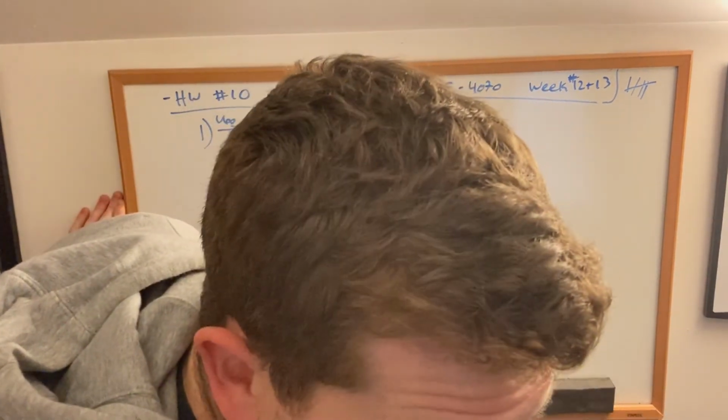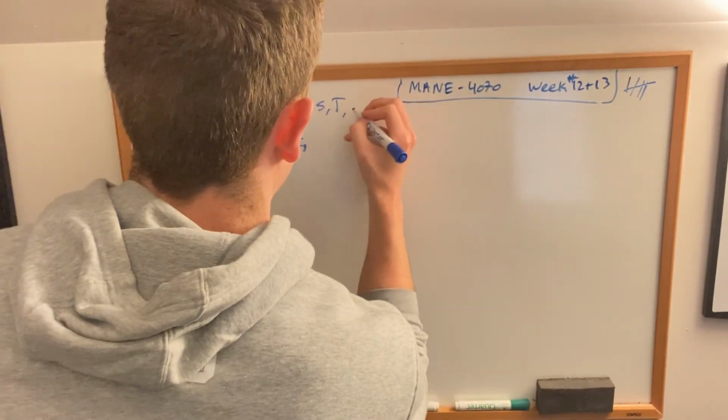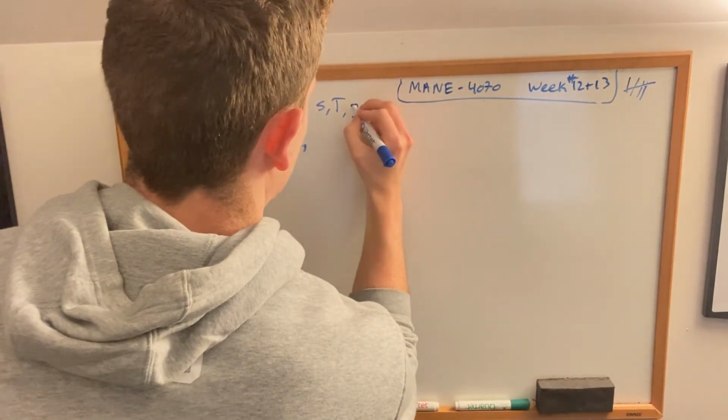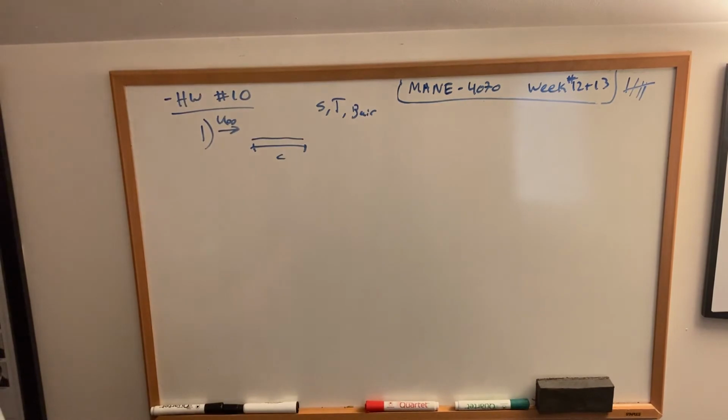You're also given the temperature and density of air at that temperature. And what I'm asking you to do is plot what the boundary layer is over the length of the chord.